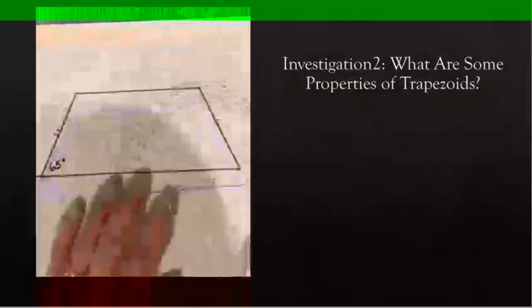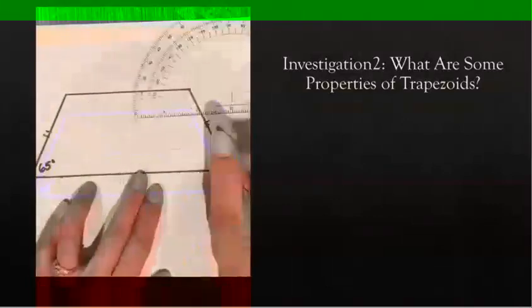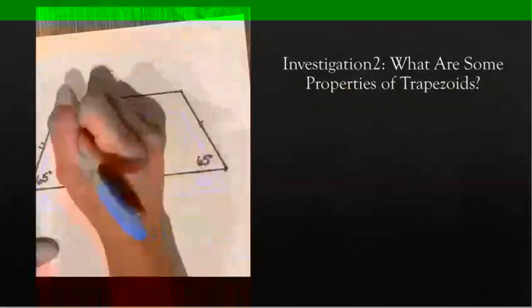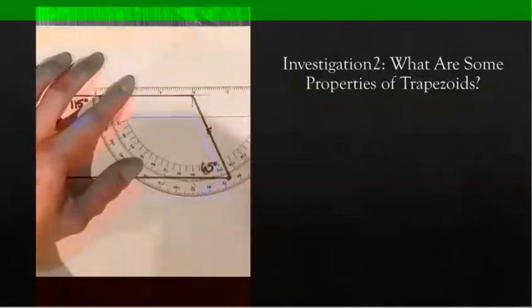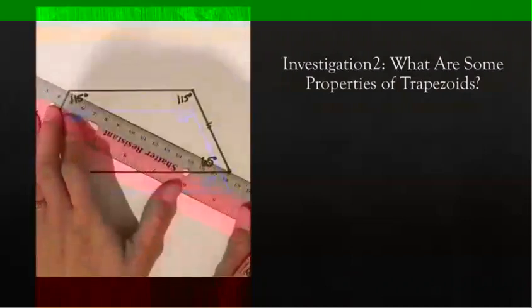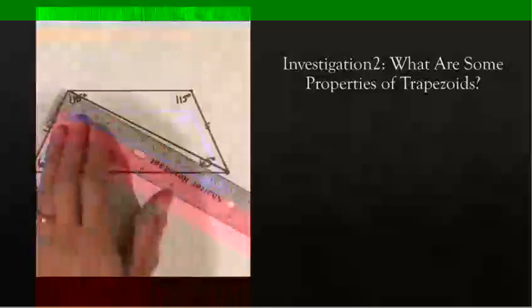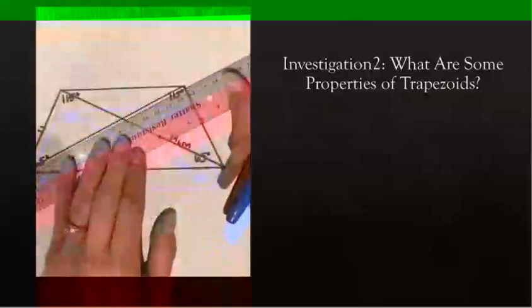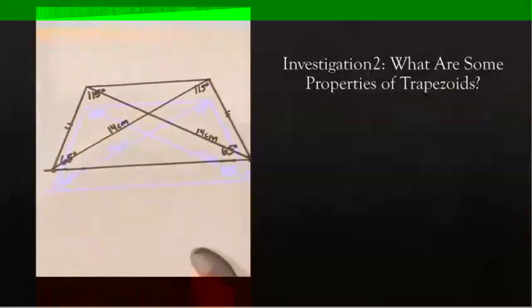Now I'm going to measure my base angles. And what do you see about those base angles? Drawing in my diagonals, and then I went ahead and just measured them. You could also compare their lengths with your compass. What do you see about the diagonals of this isosceles trapezoid? If I were to draw another one, I should find the same patterns.